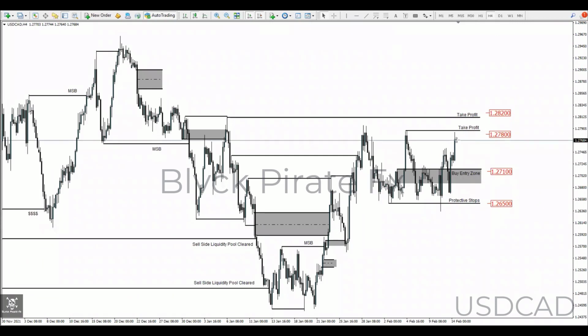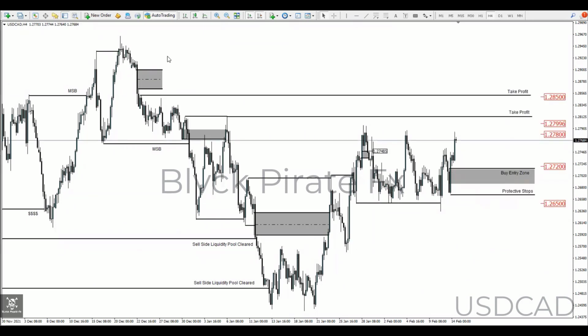Okay, I've marked this order block here. I don't want to see them trade anywhere lower, below the protective lows in here. I want them to just come in here, take liquidity from down here into the order block itself, and then have the power to move up.